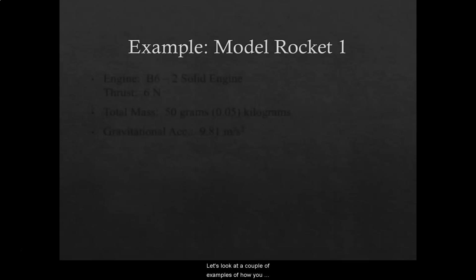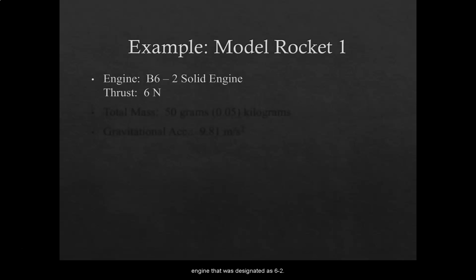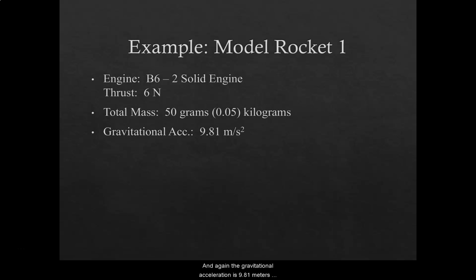So let's look at a couple of examples of how you calculate this thrust to weight ratio. In the case of a model rocket, let us consider using an engine that is designated as B6-2. The 6 means that the thrust of the engine will be 6 newtons. Let us further assume that the mass of our rocket is all of 50 grams, which is just a couple of ounces. That corresponds to 0.05 kilograms. All right. And again, the gravitational acceleration is 9.81 meters per second squared.